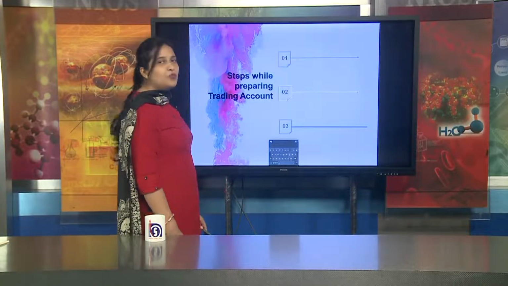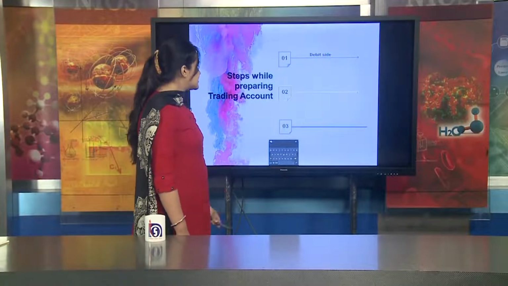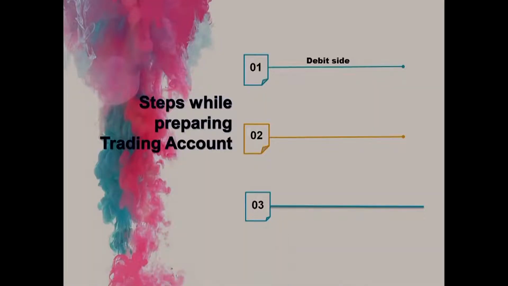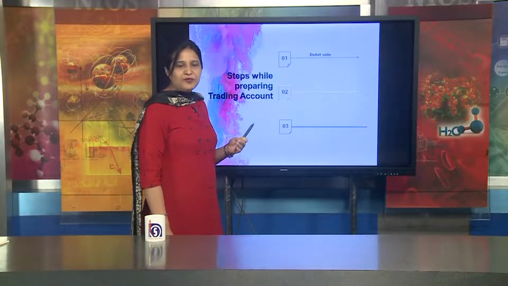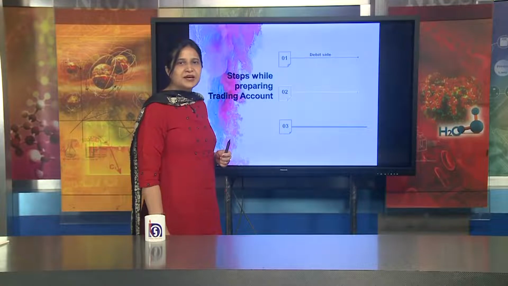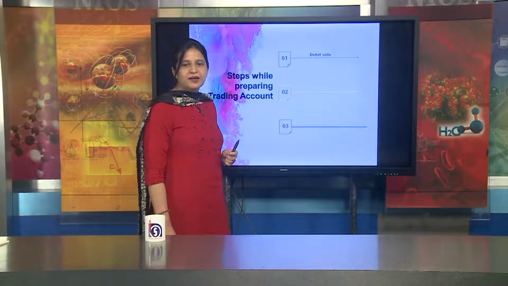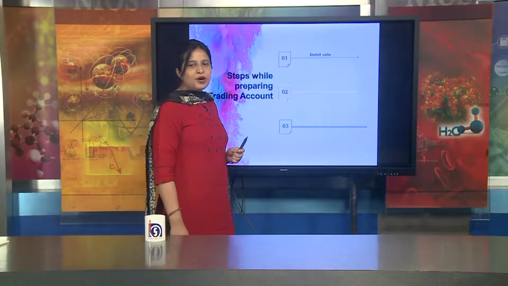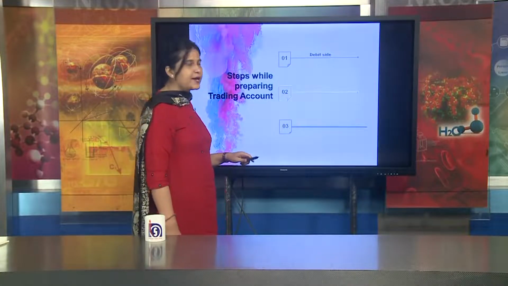Now what are the steps that we need to keep in mind while preparing a trading account? So first is the debit side of it. You remember, because you have just seen the previous slides. So the debit side of the trading account, what was there? First of all, what was there if you try to recall? Can anyone of the learners answer what was the first step while we were preparing the trading account? Okay, so without wasting any time, the first thing was the opening stock, which was mentioned there.